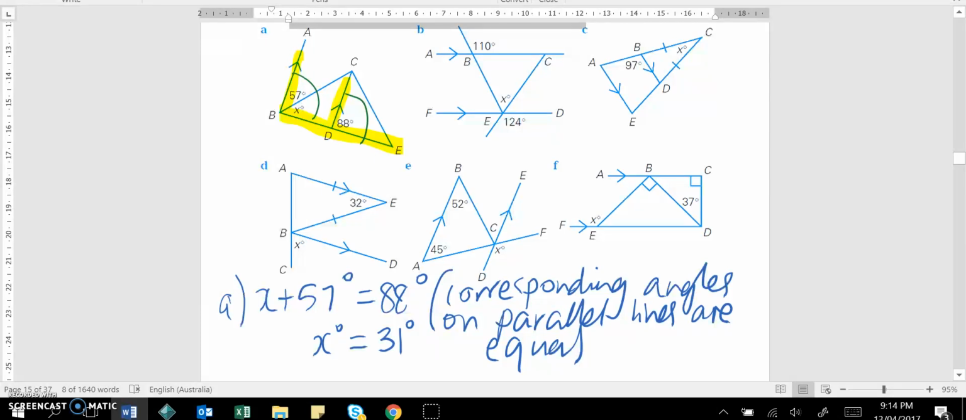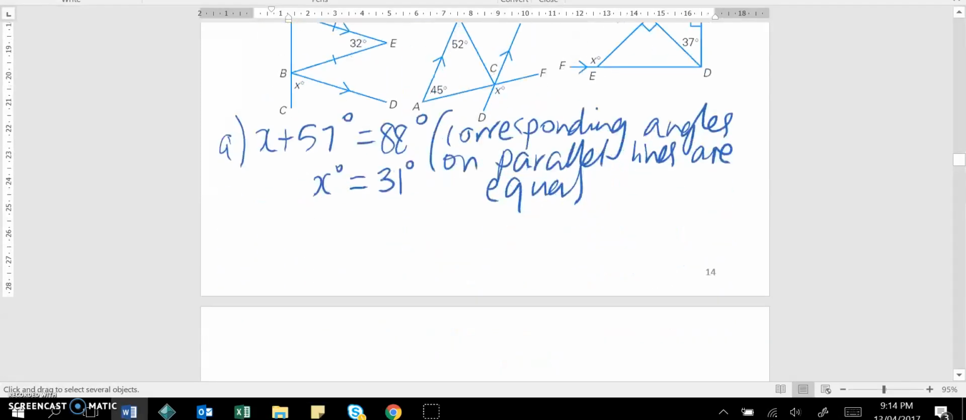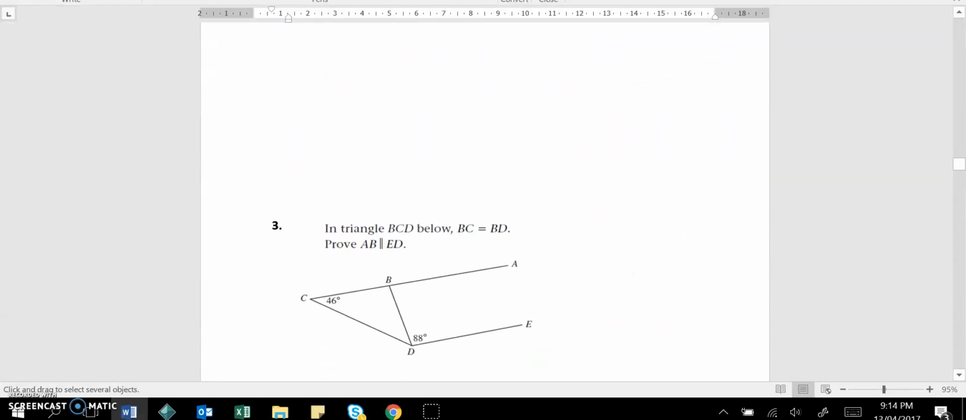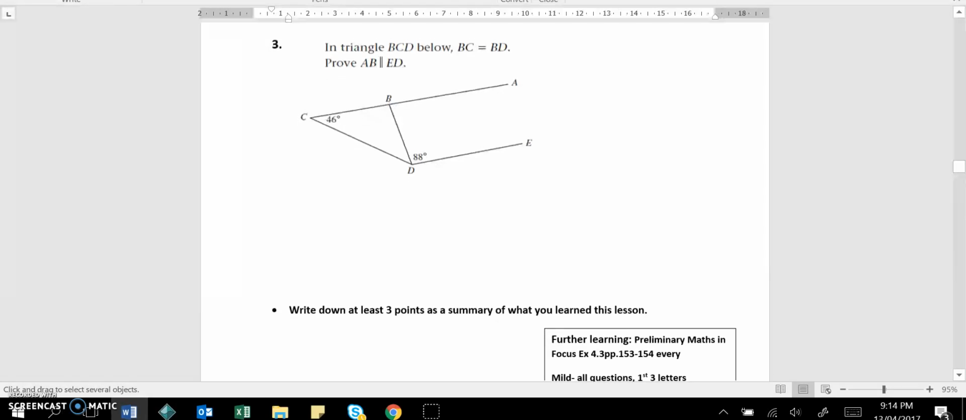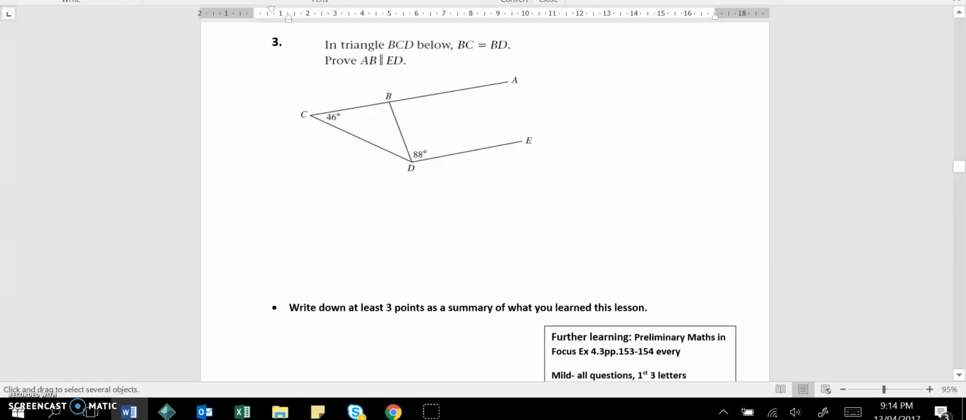Fantastic. Okay, the last question we're going to look at, so you guys need to try the rest of those either in your workbook or on this blank page here, and then ask me any questions you have in class, okay? Make sure you're setting out your reasoning carefully though.